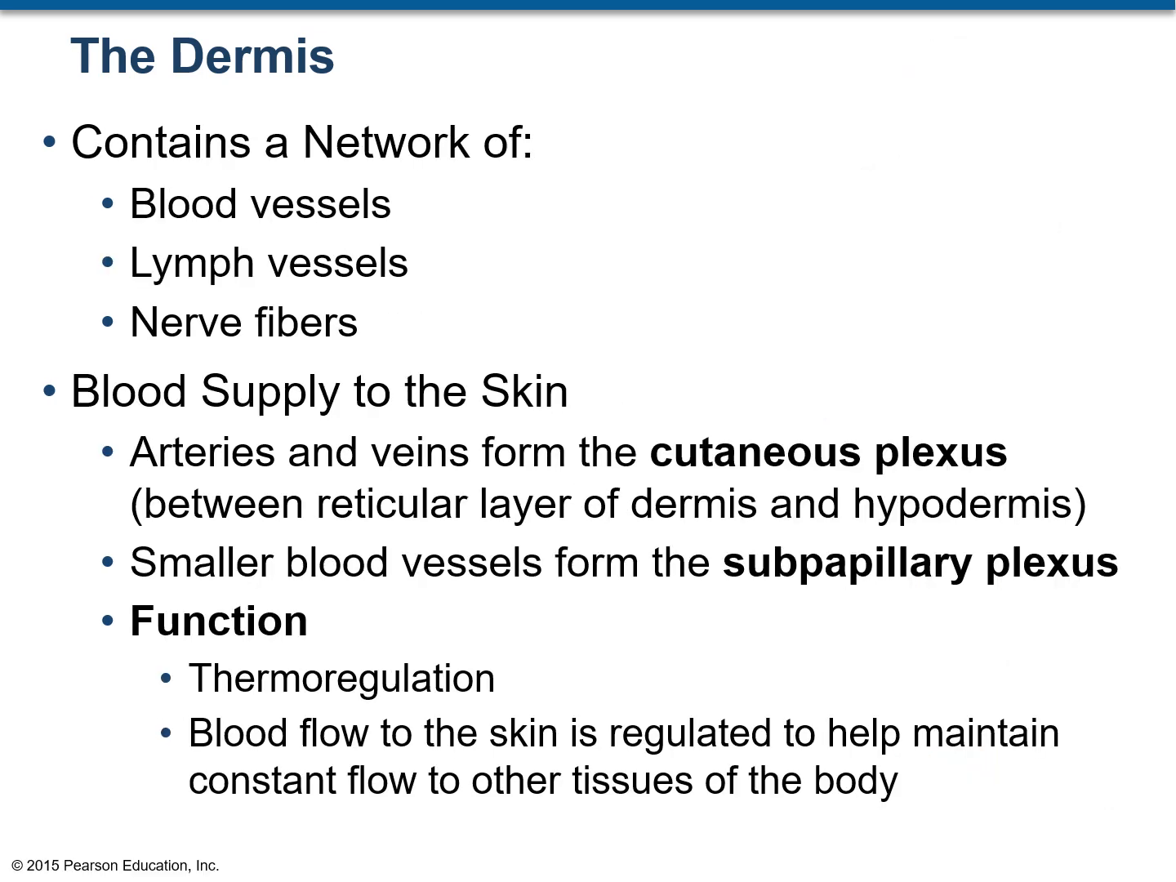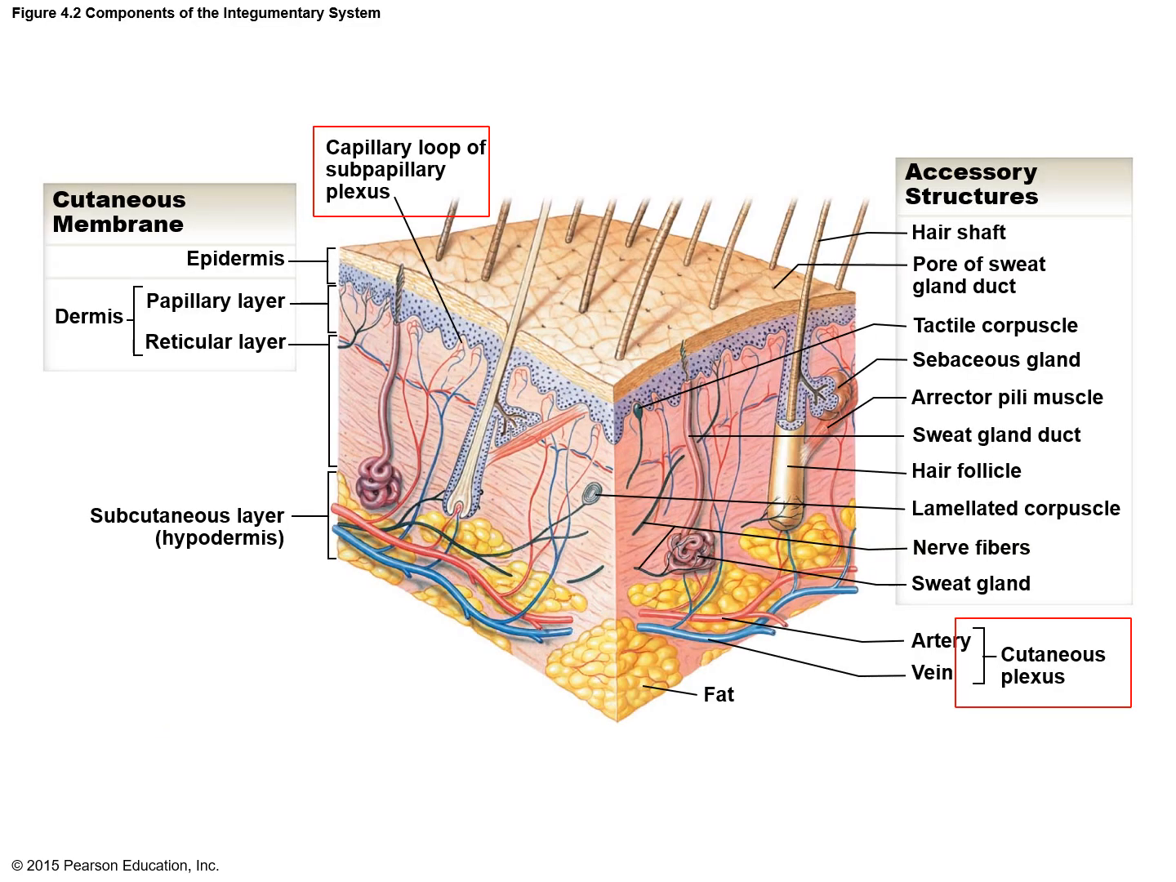The dermis, which is made up of connective tissue, contains blood vessels, nerves, and lymph vessels. There are two main networks of blood vessels. Those networks are known as plexuses in the dermis. The first one is called the cutaneous plexus, which is between the reticular layer of dermis and the underlying hypodermis. And the second plexus is the subpapillary plexus, and their function is thermoregulation. They are controlling the body temperature. If the body is getting excessively hot, then the blood would carry more heat and it would dissipate out. This figure shows the subpapillary and the cutaneous plexus.